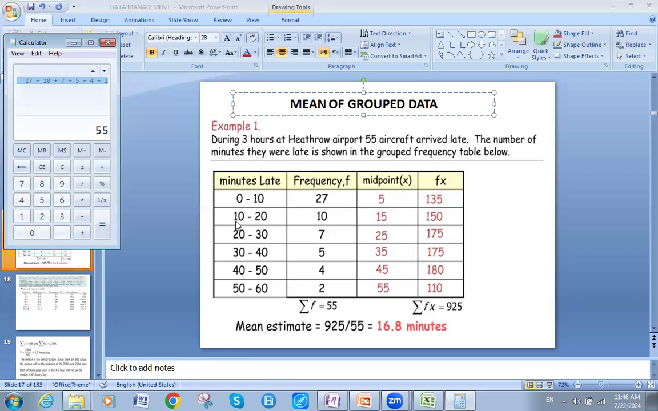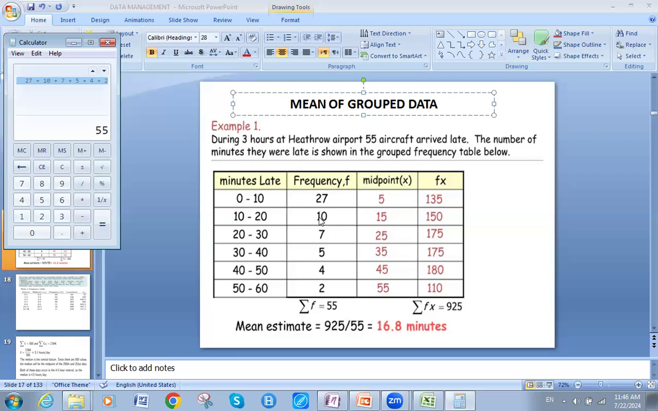The second category is from 10 to 20. We have here 10 planes, or 10 flights, that came late between 10 minutes and 20 minutes. As an example, one of them came 11 minutes late, one came 13 minutes late, one came 19 minutes late, one came 18 minutes late. When we count them, we put them in this category.